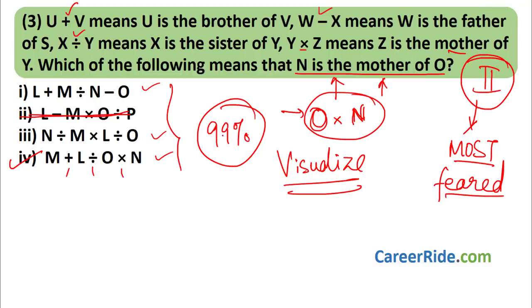Again, one more example of an elimination technique. We want N as mother of O, correct? Here we have the relation between N and O as N minus O. W minus X means W is father of X. So here N minus O would be N is father of O. So this relation is also not useful to us. In this way you can eliminate options. Let's move on to the next question.